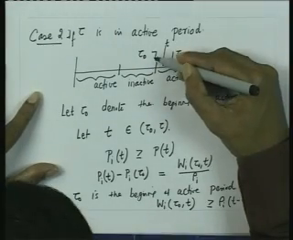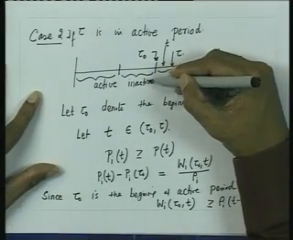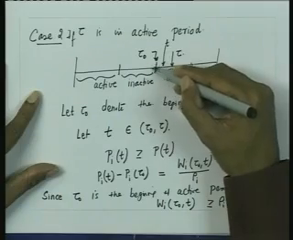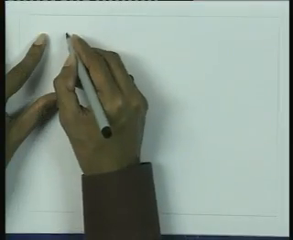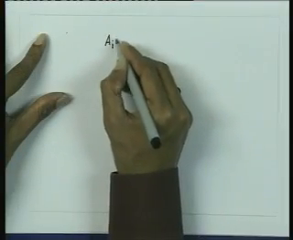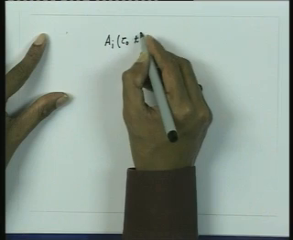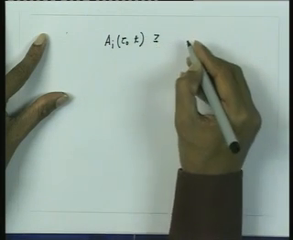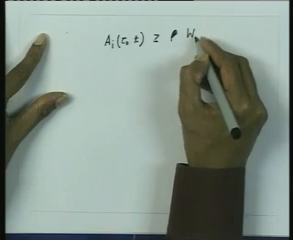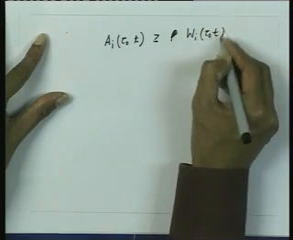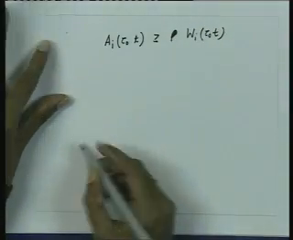Now since before tau naught the system was not backlogged, we also have this relationship: Ai(tau naught, t) should be greater than or equal to Wi(tau naught, t).